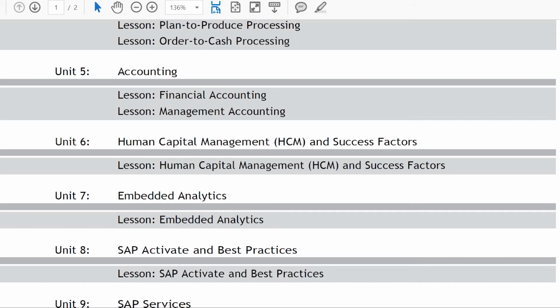From the name, you guys can identify it is something related to your analytical part, correct? We are trying to have the complete analytical picturization through a different component called embedded analytics that is being incorporated into your S4 HANA.